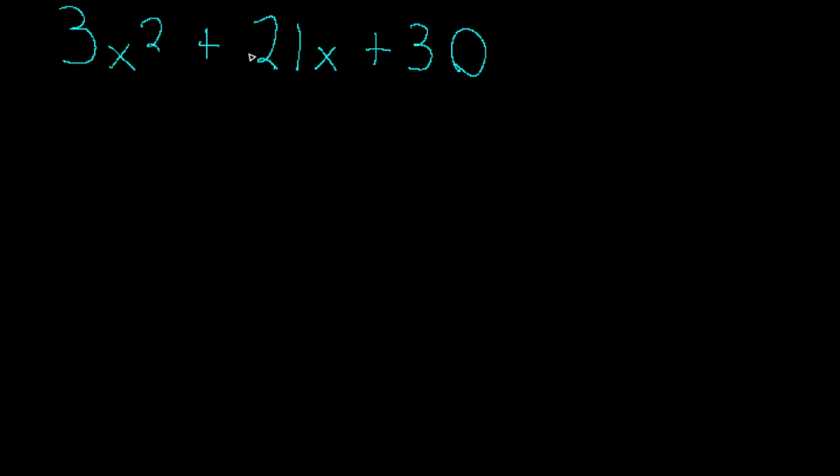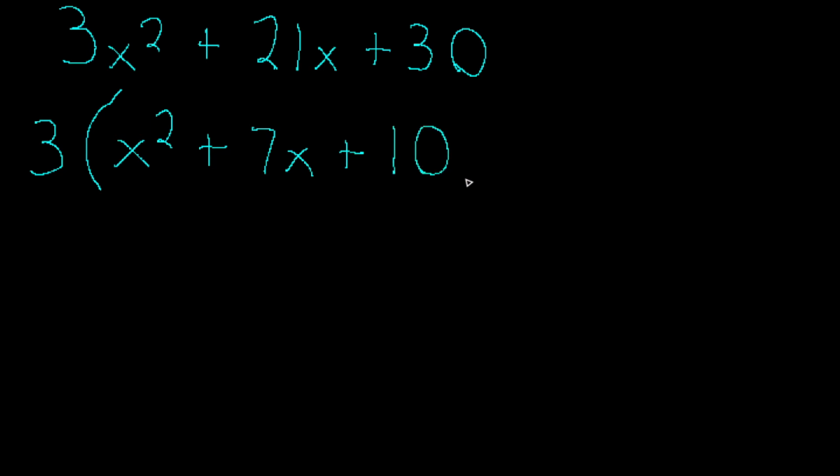And 3 can come out of all of these numbers. So we're going to pull out the 3, and we'll be left with x squared plus 7x plus 10. Now I'm going to drop the 3, and I have this x squared plus 7x plus 10. So I'm going to make my brackets.